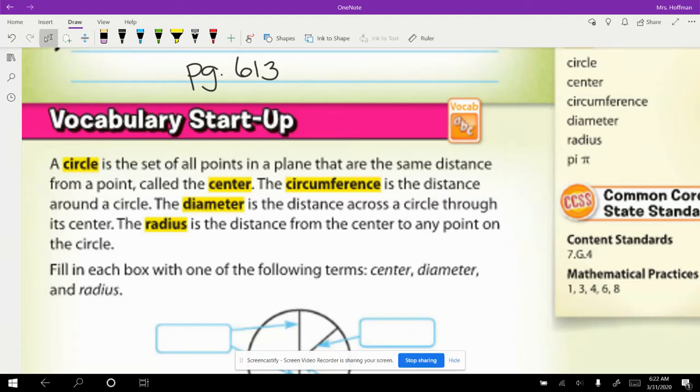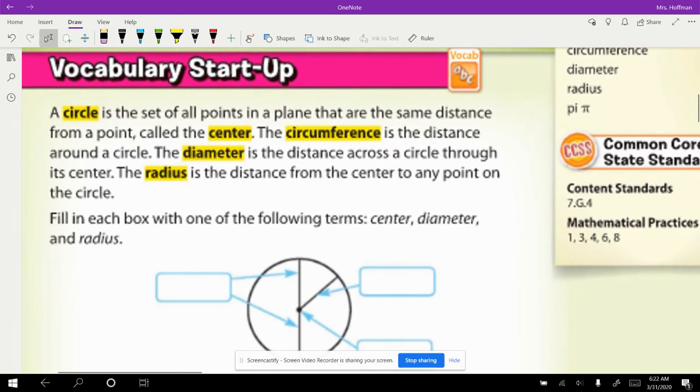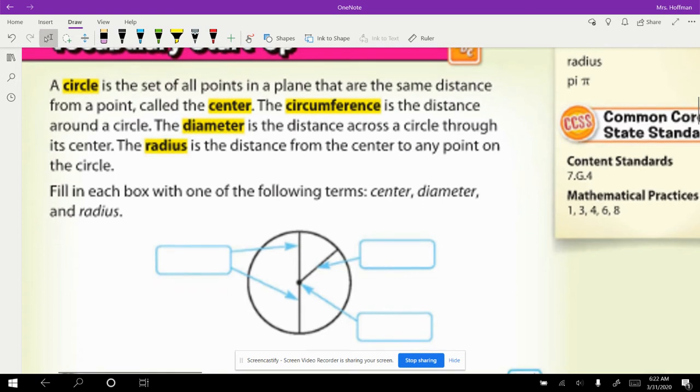Good morning, class. This is going to be a review of Chapter 8, Lesson 1, and then moving on to Lesson 2, circumference and then area of circles. So let's start on page 613. If you haven't done so already, go ahead and read this paragraph.